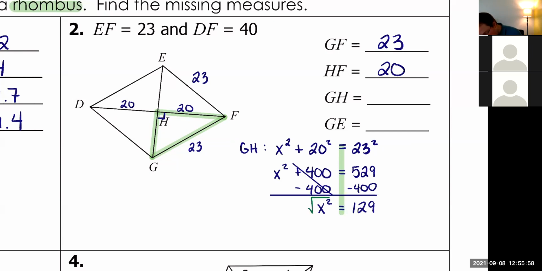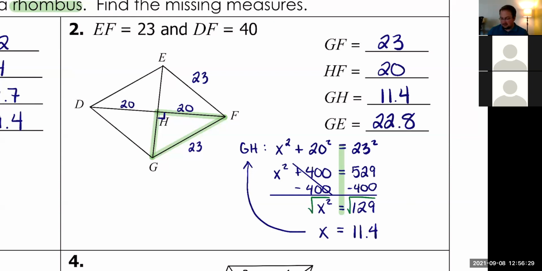And then similar to what we did earlier, we square root both sides and we get an approximate value for x, 11.4. So that's my GH, 11.4. And then the last one there is GE, which is the entire diagonal that GH is a part of. So similar to earlier, we'll just double that 11.4 and we'll get 22.8. Good.